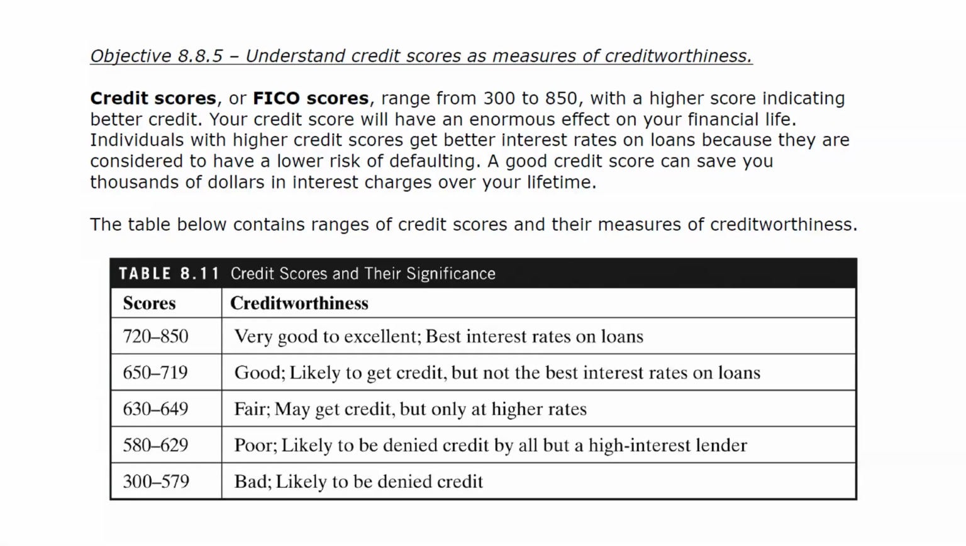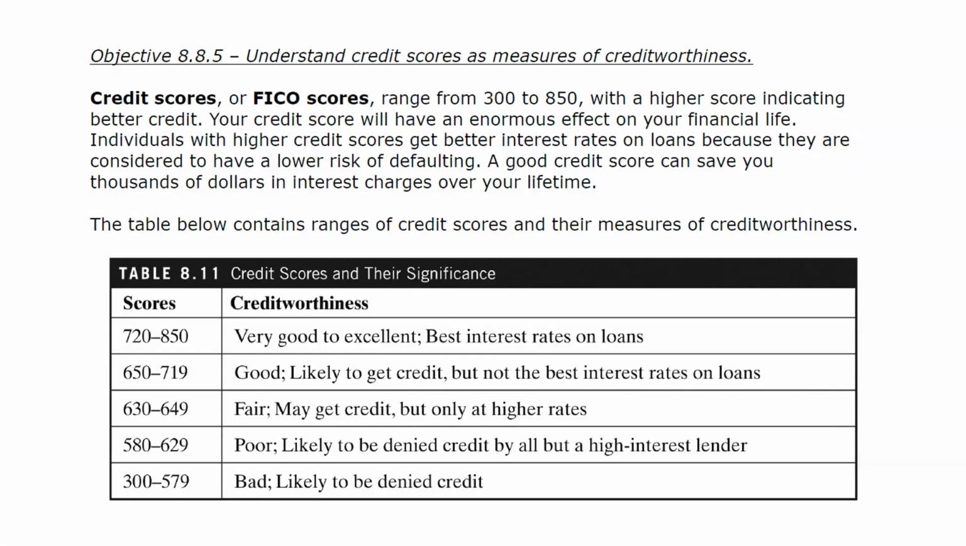Below here is a table that contains the ranges of credit scores and their measures of credit worthiness. 700 to 850 is considered a very good to excellent credit score. It will receive potentially the best interest rates on loans. 650 to 719 is good, so you are likely to get credit, but not the best interest on loans.